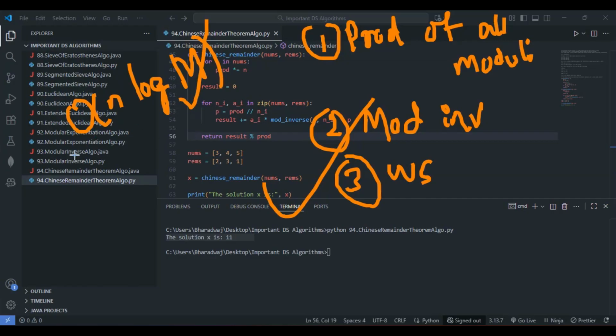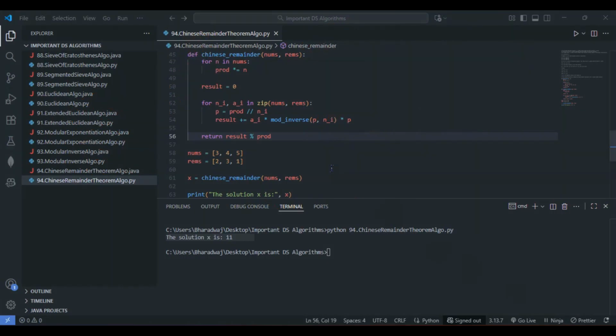Yep. So what would be the space complexity here? Space complexity would lead to big O of 1, right? So the time complexity and the space complexity for the code that we have written are big O of n log m and big O of 1 respectively, right? So these are some of the points I wanted to discuss with you guys. So these points you have to keep in mind when it comes to Chinese remainder theorem algorithm. Yep. So we are done with this particular algorithm.